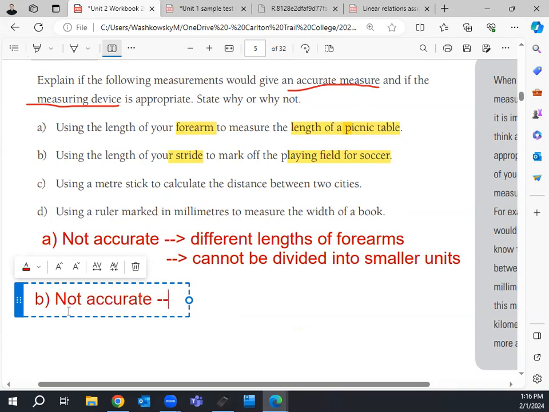Not accurate, right? How come? How come that's an inaccurate measurement? Striding varies. Different people, stride length varies. What if I have really long legs? What if the other person's 5 feet tall and has really short legs? Really short stride. Not very accurate, right? You can use it to estimate. You could probably come fairly close, but it's still not that accurate.